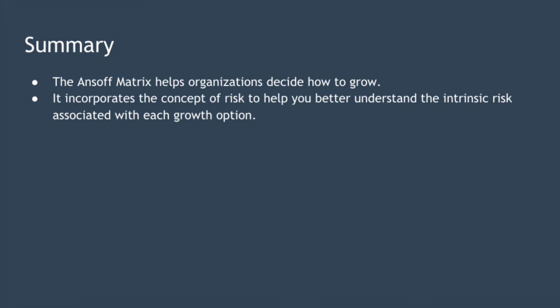So in summary, the Ansoff matrix can help organizations make strategic decisions about how to grow. And it's based on the idea that there are just two fundamental options available to firms that want to grow: changing what's sold, as in creating new products, or not, or changing who it is sold to, as in creating or entering new markets, or not. Now, the matrix also incorporates the concept of risk to help organizations and strategists better understand the intrinsic risk associated with each growth option. So that's it for this lesson.